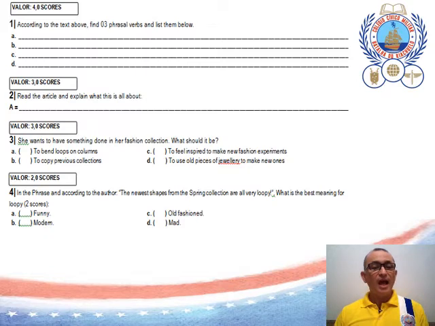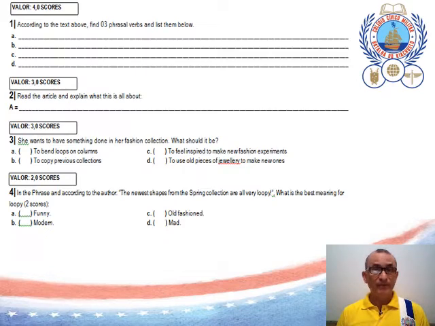Okay? Number two, read the article and explain what this is all about. O que é que eu estou dizendo? Eu estou pedindo para você ler o texto, o artigo do texto, e diga o que é que ele significa, qual o significado dele. Number three. She wants to have something done in her fashion collection. What should it be? O que é que ela está dizendo aqui? Ela quer que alguma coisa esteja pronta, esteja feita na coleção de moda dela. O que que seria? O que poderia ser?